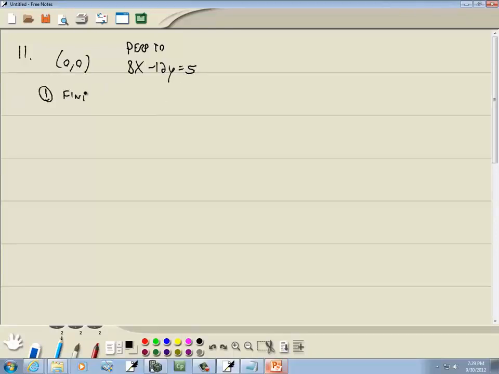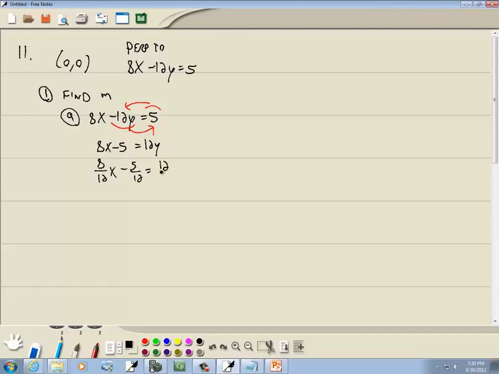Step 1. Find m. Then the first sub-step within that is to write the given line in slope-intercept form. So we want to solve for y. I'll take the -12y to the right side and take the 5 to the left. So we got 8x minus 5 is equal to 12y. And divide everything by 12. So we got 8 divided by 12, -5 divided by 12, and 12 divided by 12. And then those 12s cancel. Now these are both divisible by 4, so that gives us 2/3 x minus 5/12 equals y. And we just solve for y. That's in slope-intercept form. Okay.